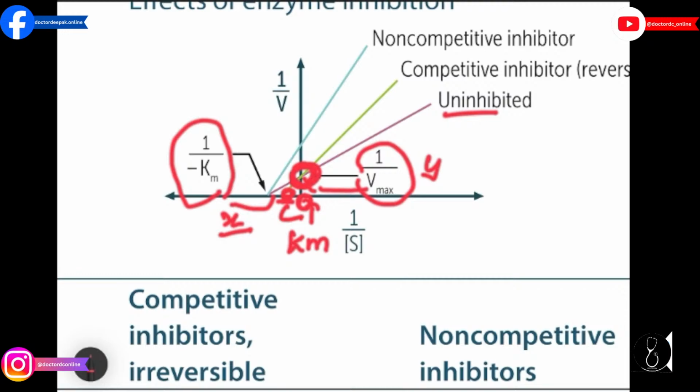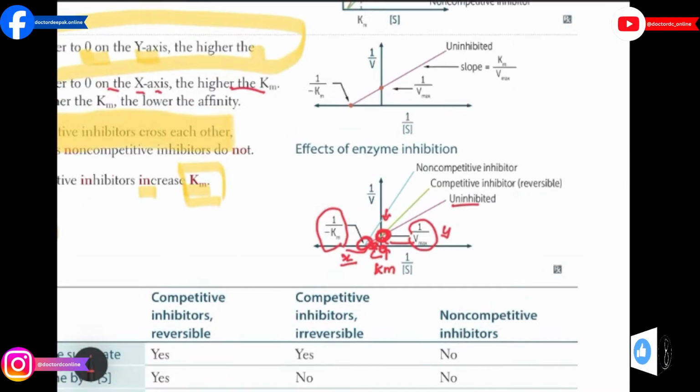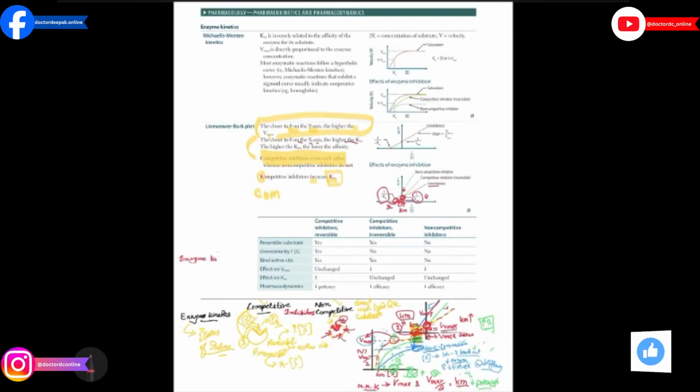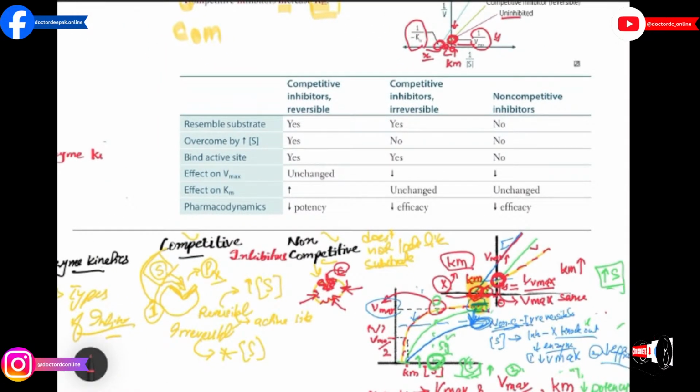Fine? And if you add non-competitive inhibitors, their Vmax will be decreased and they have no effect on Km. Fine? This is all about competitive and non-competitive inhibitors in relation to Michaelis-Menten kinetics and the Lineweaver-Burk plot, and how we can elaborate these inhibitors by these kinetic theories. Finally, this one is a graph. We already studied all the things.